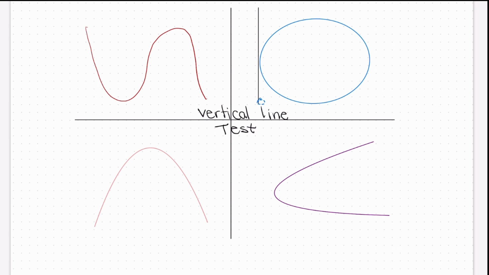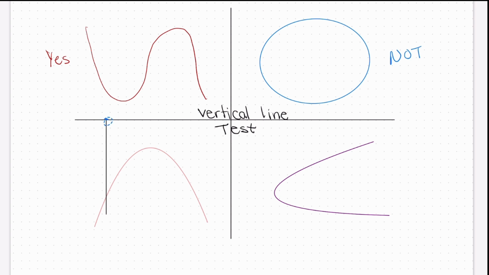Whereas if we bring it over to this blue ellipse, as we're going across, we see here that it's touching the ellipse up here and down here. So the ellipse is not a function because it touches the vertical line twice in one spot. So this is not a function, but this first one was.